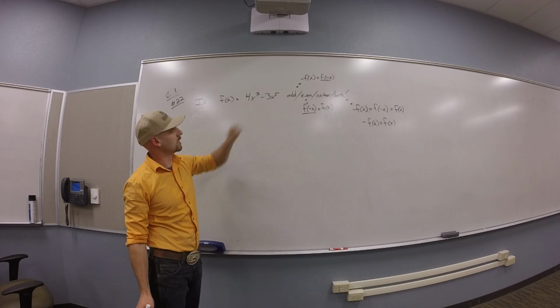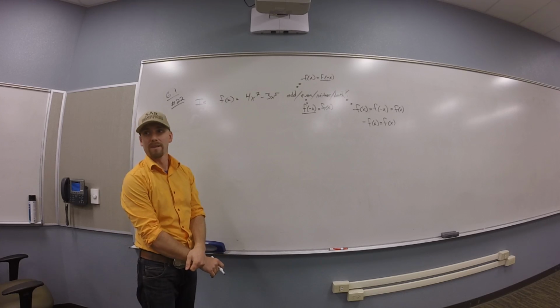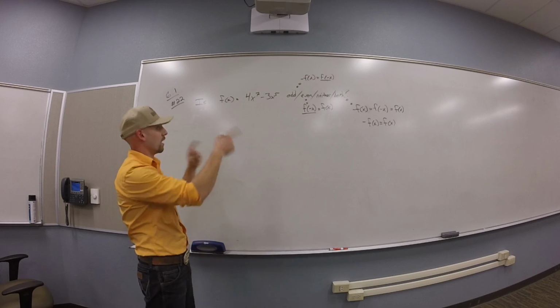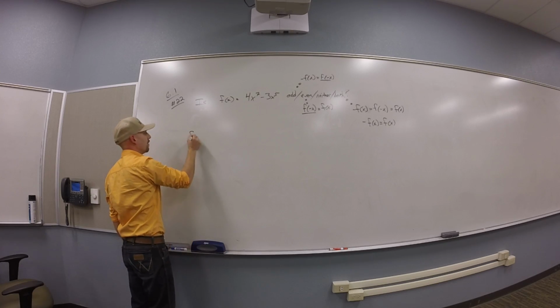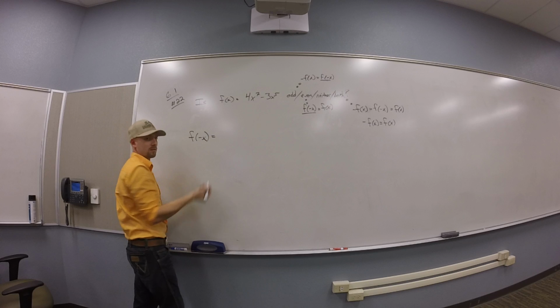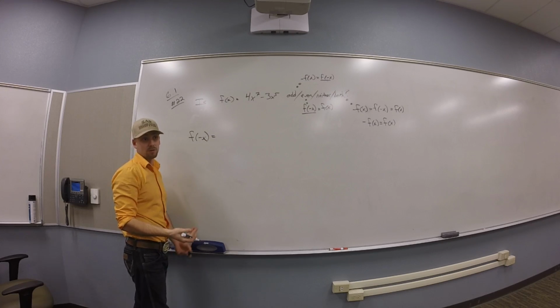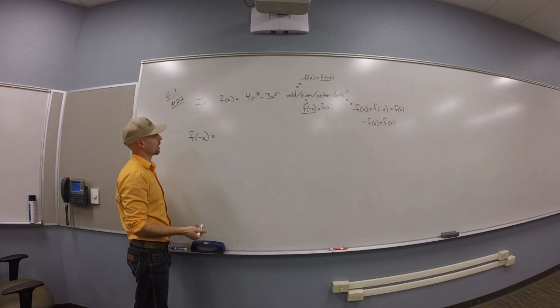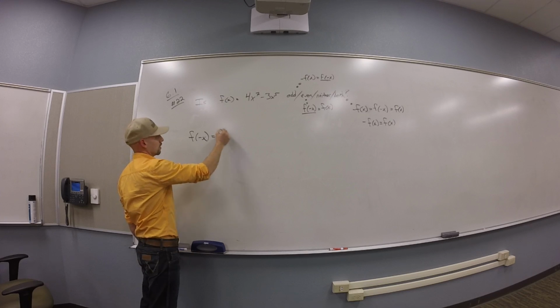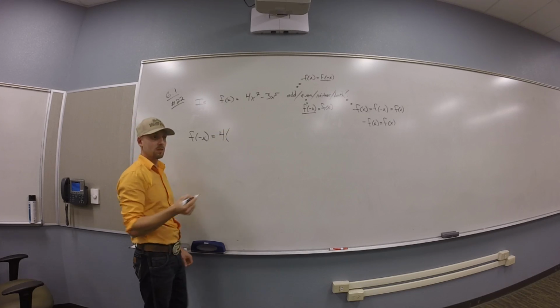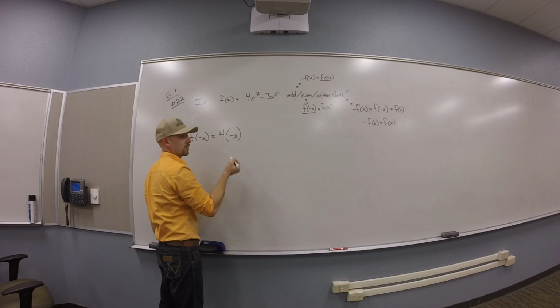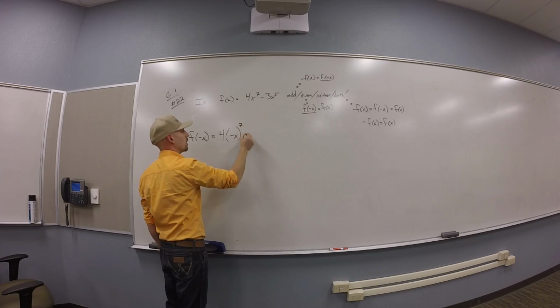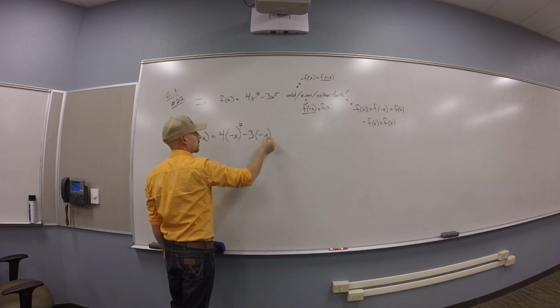So how do I check if this thing's even or odd or neither? Yeah, look at f of negative x, and then see what comes up. So what do you get if you plug negative x in here? Okay, 4 times negative x to the 7th minus 3 times negative x to the 5th.